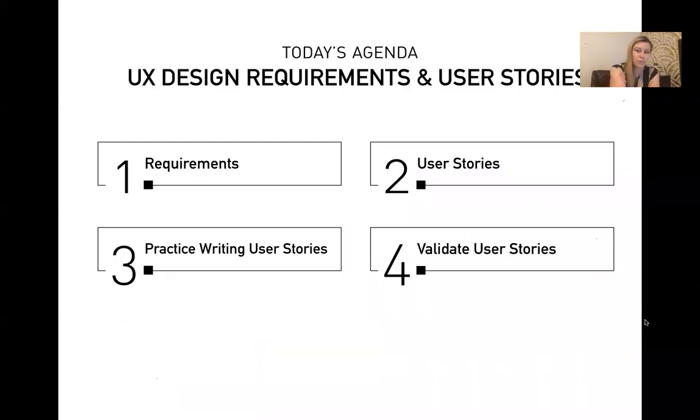But today's agenda is UX design requirements and user stories. First, we're going to talk about what requirements are and what user stories are, because they are different. We're also going to talk about practicing writing user stories. What does it look like when we write a user story from a raw data note? And then how do we actually validate that the user stories that we've written are the correct user stories according to our users, or what our users want, what our stakeholders want, and that sort of thing.